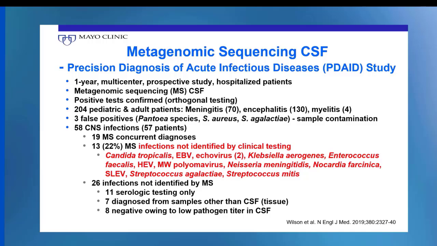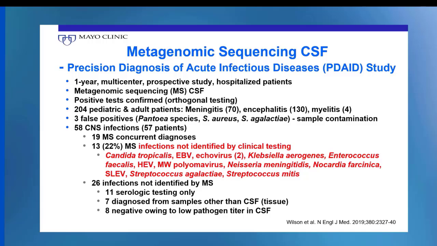But also note that in 26 cases, infections were not identified by metagenomic sequencing. And that might be surprising, but recall that you have to have the nucleic acid of the organism present for the test to work. And so how were those diagnoses established? Well, 11 were made by serologic testing.